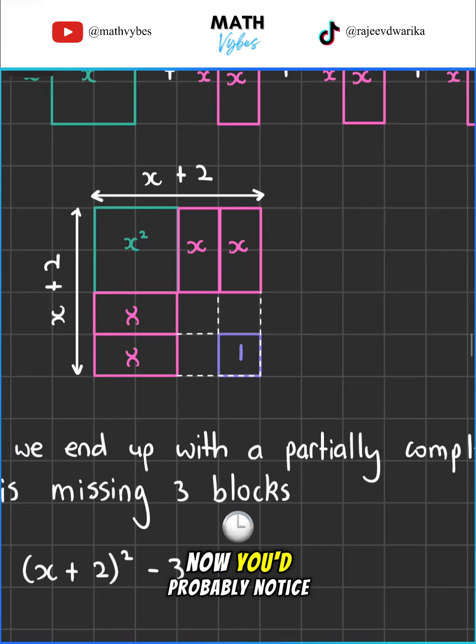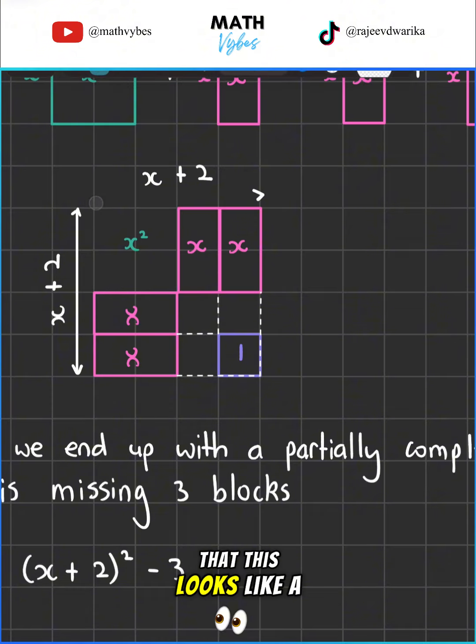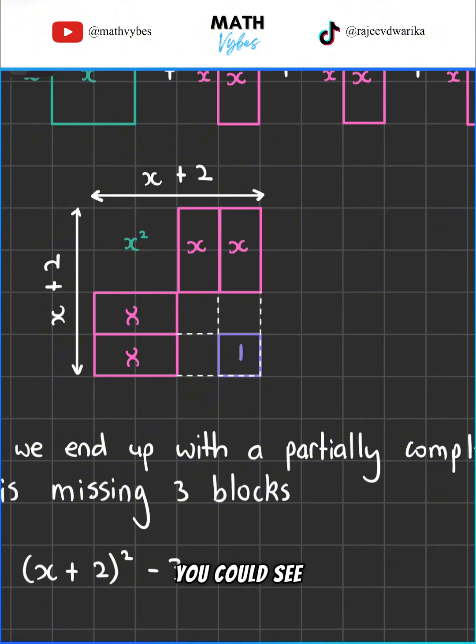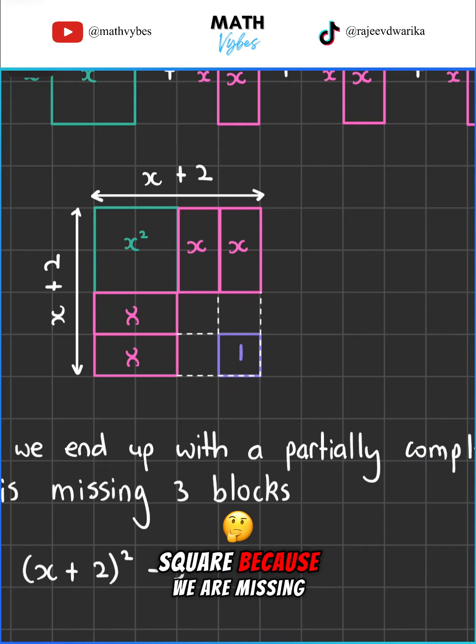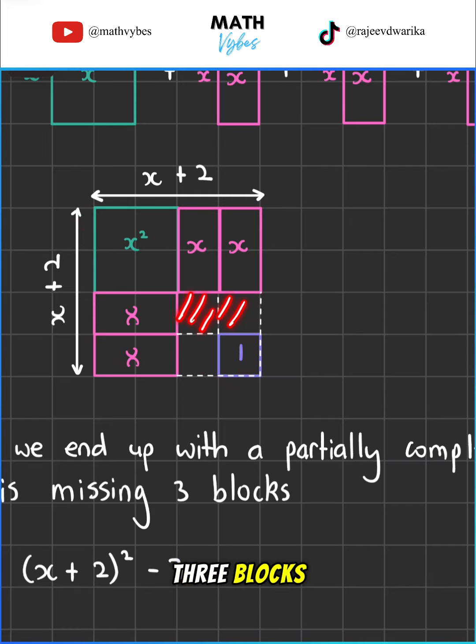Now, you'd probably notice that this looks like a square, right? You could see that it looks like a square. However, it's not a complete square because we are missing 3 blocks. So let me explain something.